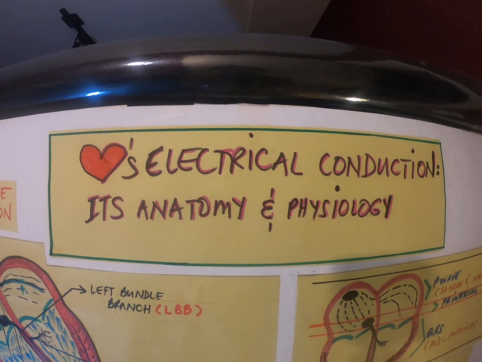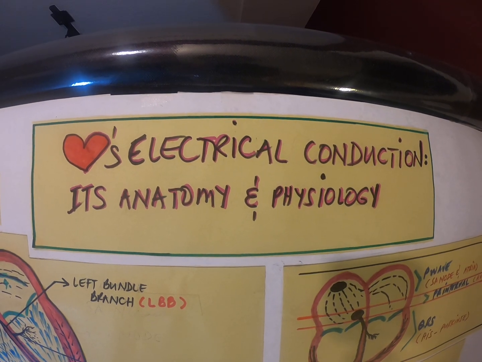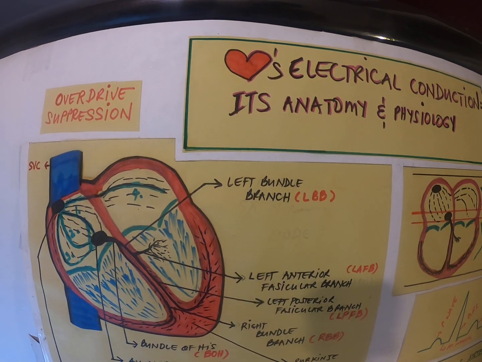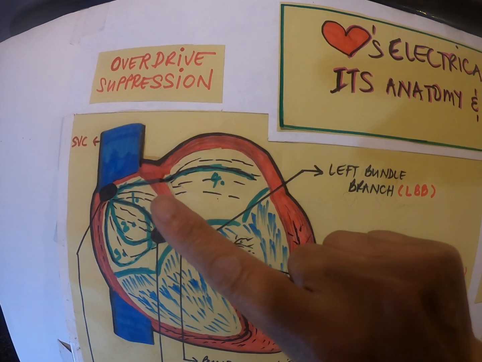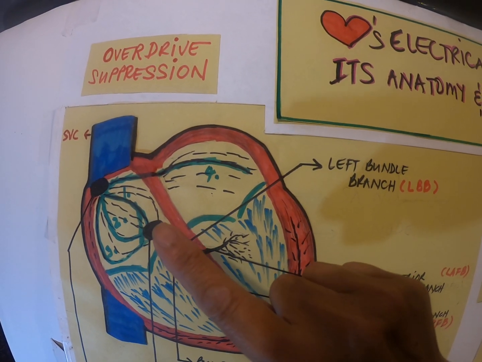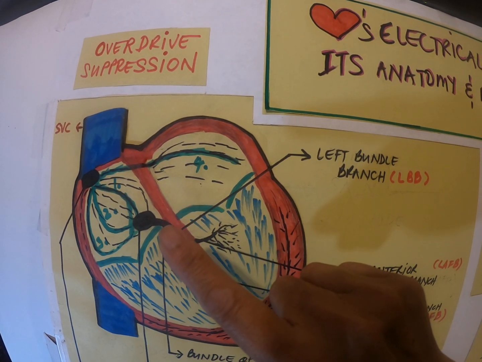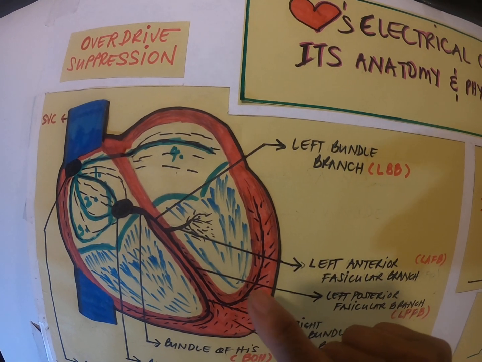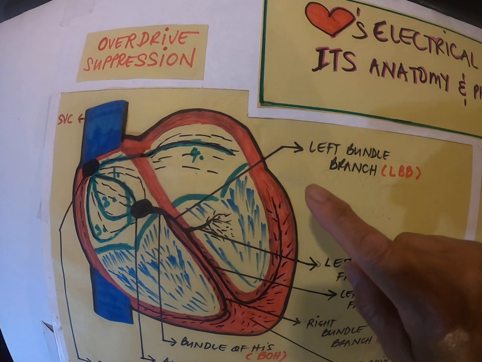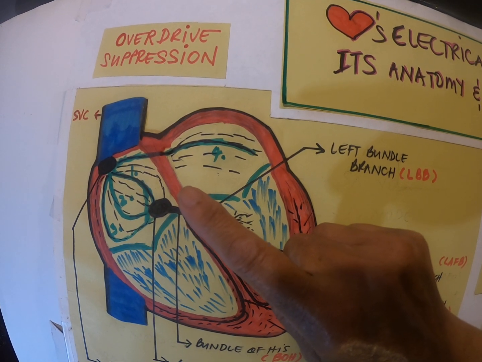And our topic is about the heart's electrical conduction, its anatomy and physiology. On my left side is the heart. We have the SA node here, the interatrial pathways. We have the AV node, the branches, and the Purkinje. The SA node is the pacemaker here, and we're going to talk about the normal heart here.